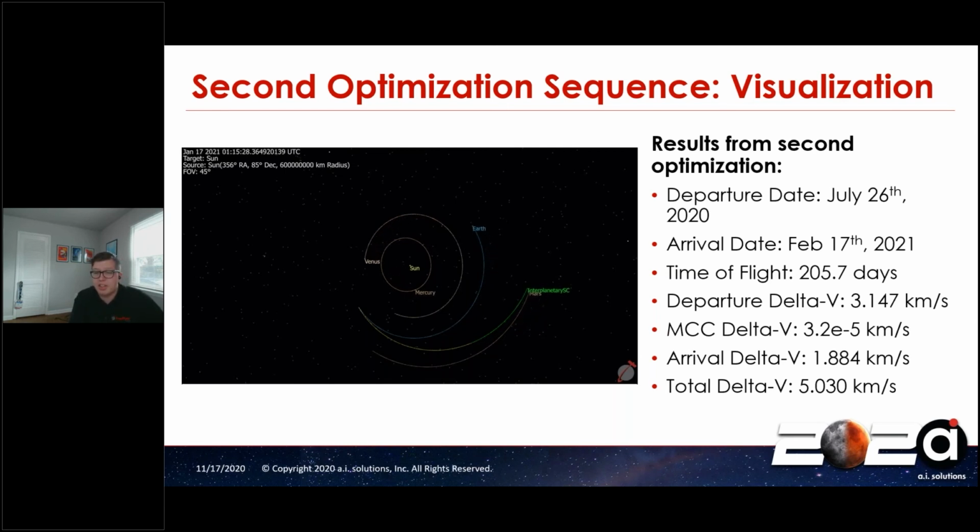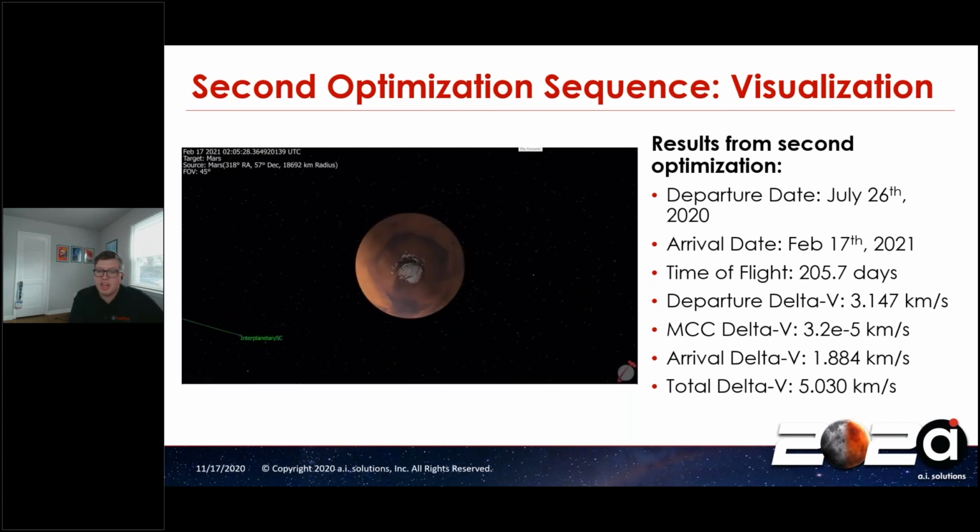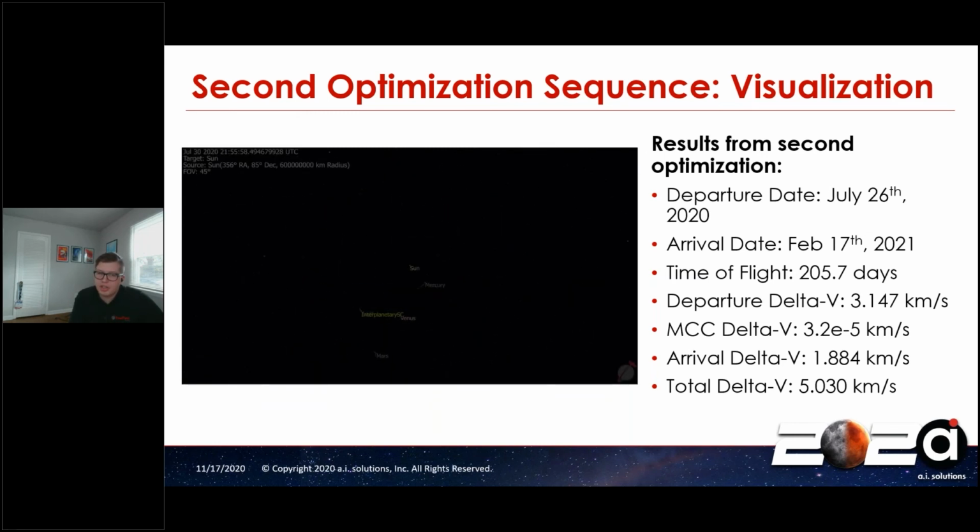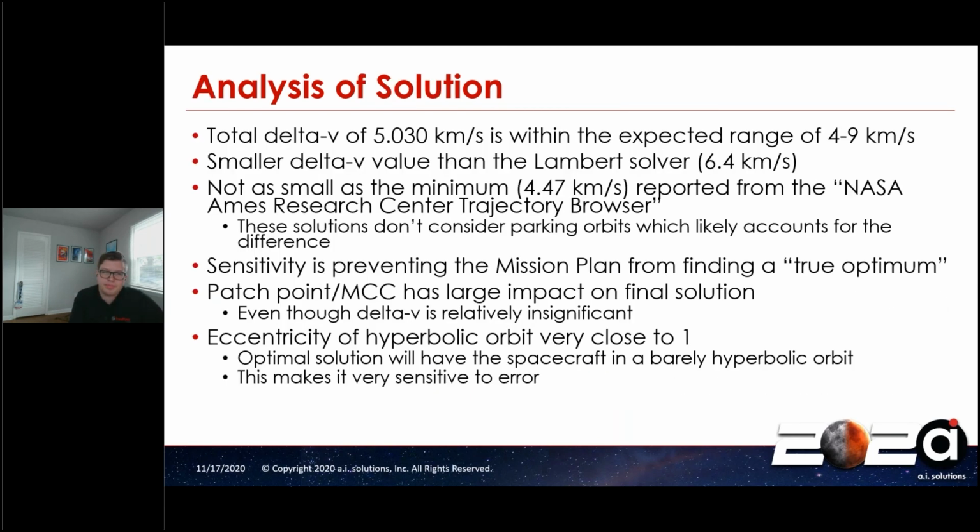As a reminder, the Lambert solver gave a delta V of 6.4 kilometers per second, and our first optimization process gave a total delta V of 6.377. So we're already doing a lot better, and we're much closer to that minimum that we expected.